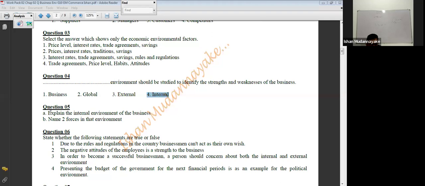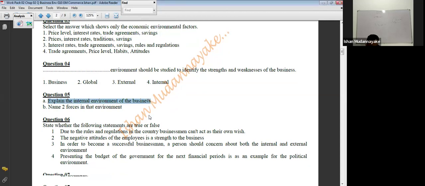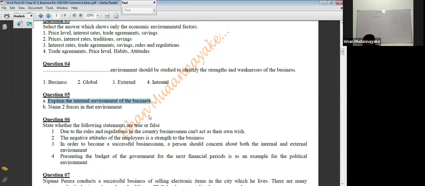Right, let me quickly write the answer for question number 5. Explain the internal environment of the business. Write down the answer on the tube, in order to separate the book to write down answers. I was unable to keep some space. Here, please write in front of this sentence. Write down the answer. Internal environment.